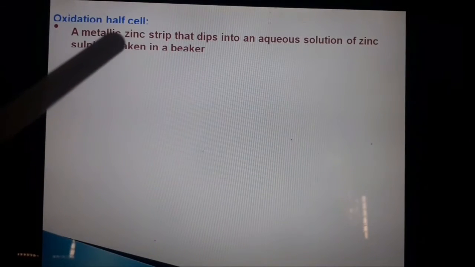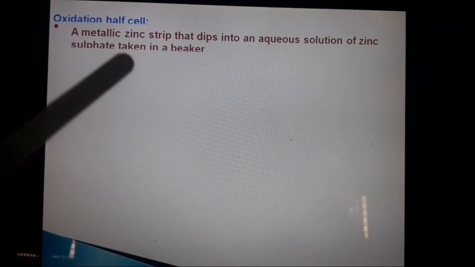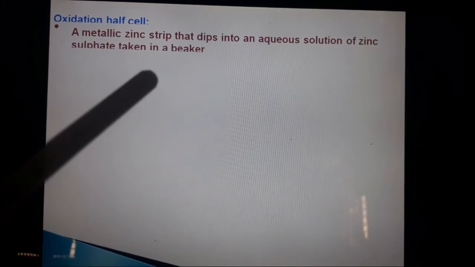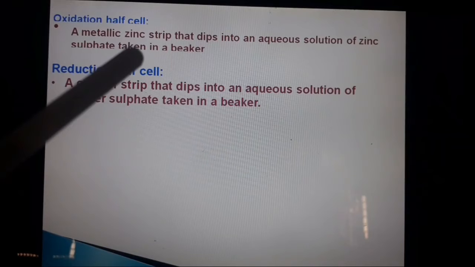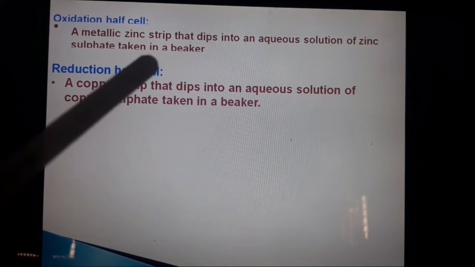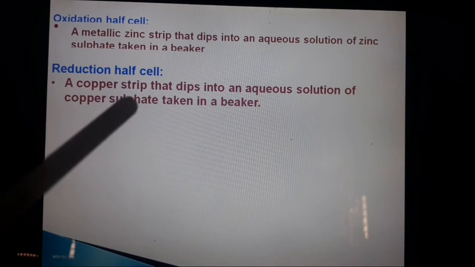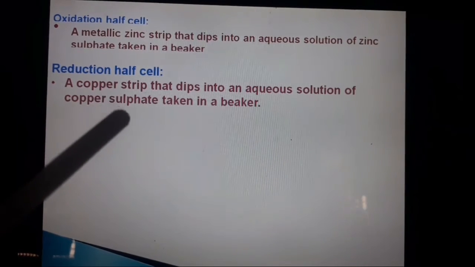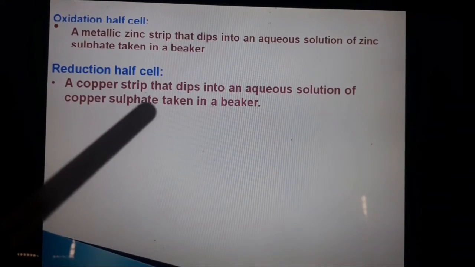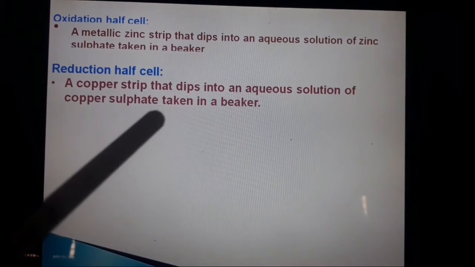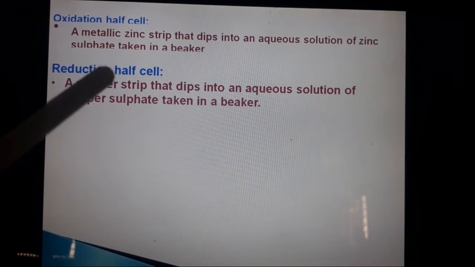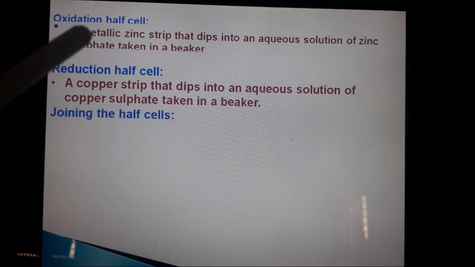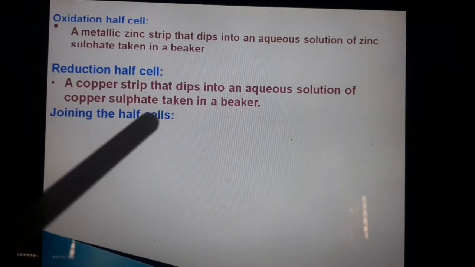Next we see the example part by part. Oxidation half cell: as already told, zinc loses 2 electrons and changes to zinc 2 plus ion. Okay, reduction half cell: a copper strip dips into the aqueous solution of copper sulfate taken in the beaker of the cell. Okay, one is zinc strip and another one is copper strip.